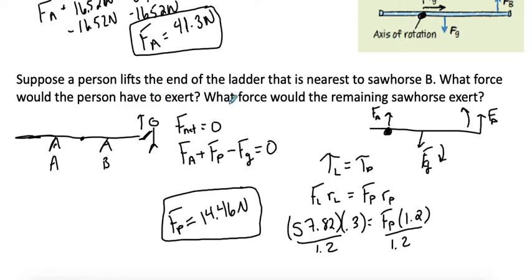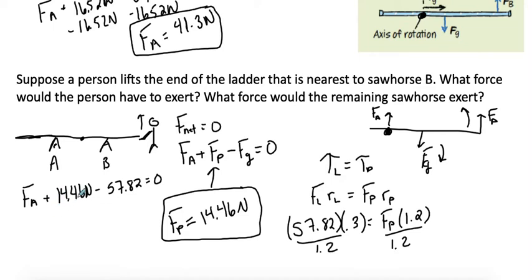So in the second part, what force would the remaining sawhorse have to exert? So that means we're going to have to use our equation here, and we're going to solve for A. So let's plug everything in, see if we can solve for A. So force of A plus that 14.46, that's the force of the person, minus force of gravity, which is 57.82 on the ladder, is equal to 0.